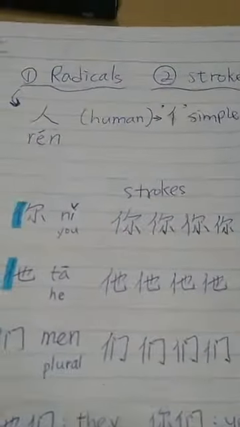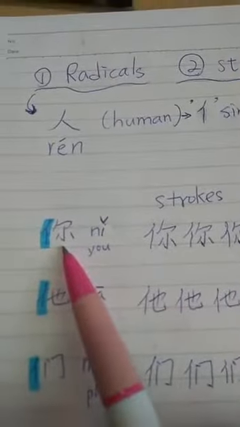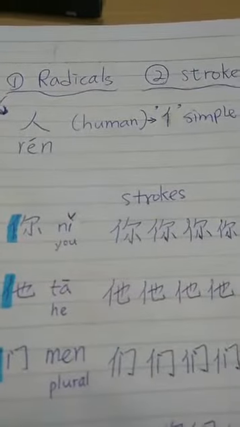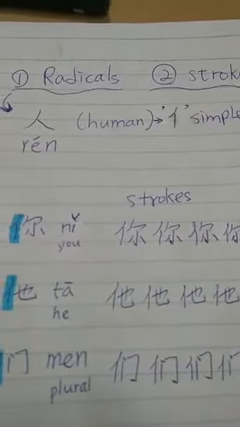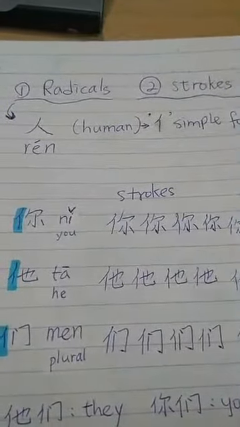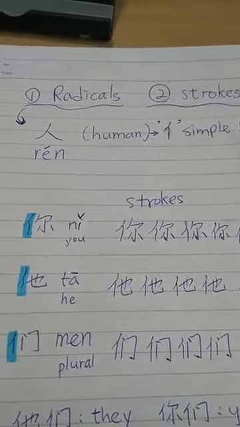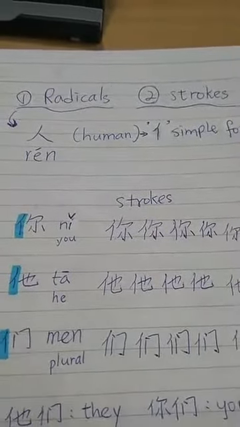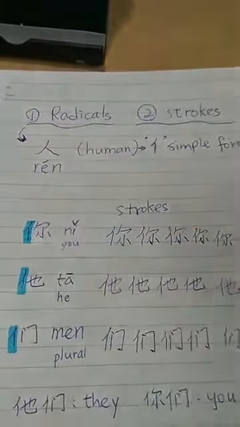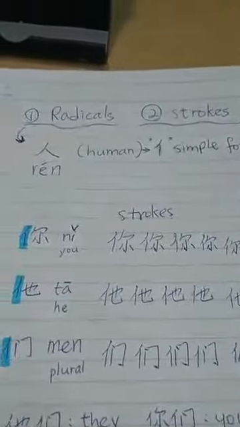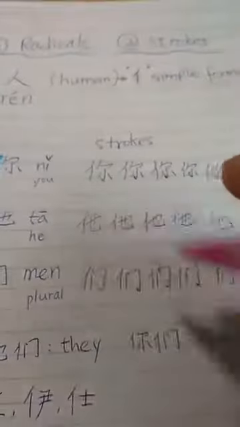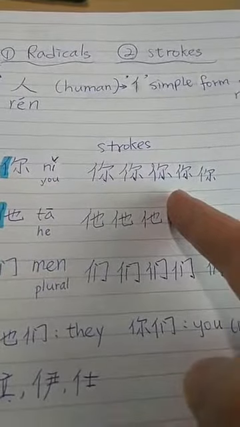Let's do some practice about this word, 你, how to write this word. My friends, you should prepare a piece of paper and a pen, because you need to practice with me. Don't just listen, don't just look, because if you want to learn how to write a word, the only way is to practice after me. Let me teach you how to write 你. I have done lots of practice already, so you should do that as well.